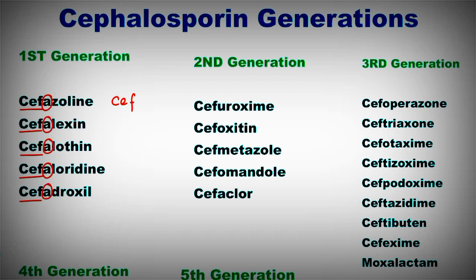Ceph. As we know, A is the first letter, so all those drugs belong to first generation. Here you need to remember one exception, that is Cephaclor, which belongs to second generation. So the drugs having A after Ceph belong to first generation except Cephaclor.